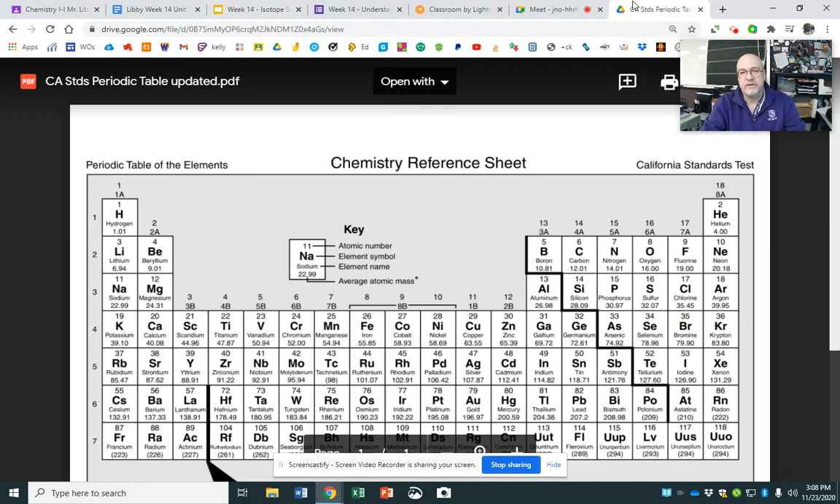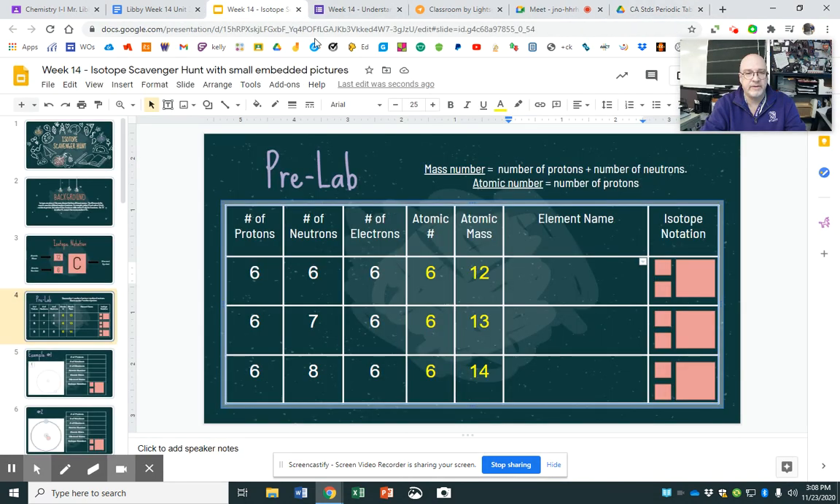When you get to your periodic table, 6 is right there. It is carbon. We're going to call it carbon. And then we're going to call this carbon 12 because it's got a mass of 12. This is going to be carbon 13 because it has a mass of 13. And this is going to be carbon 14 because it has a mass of 14.